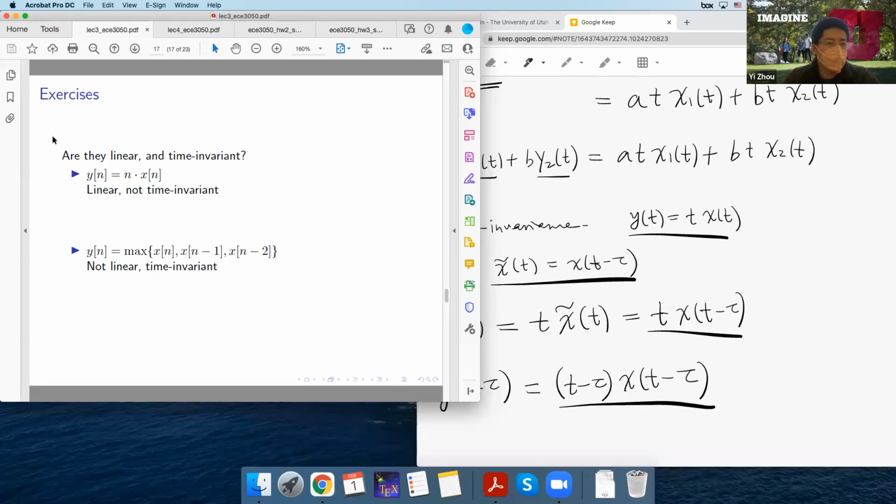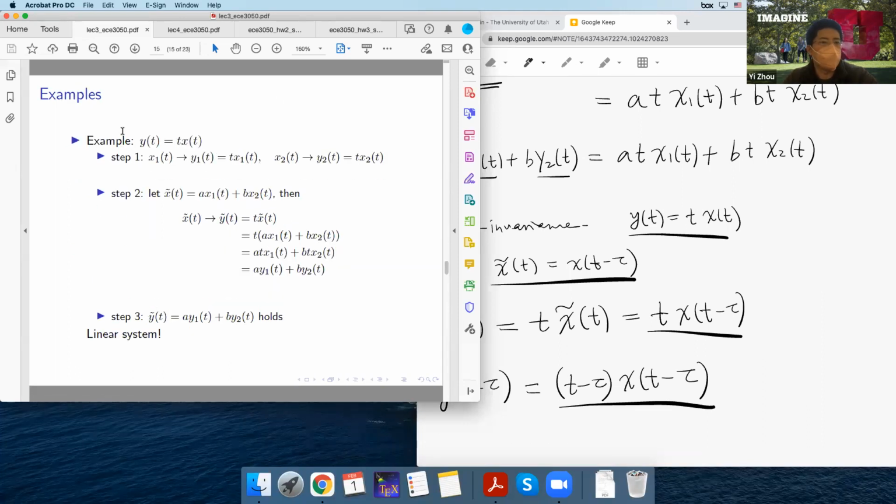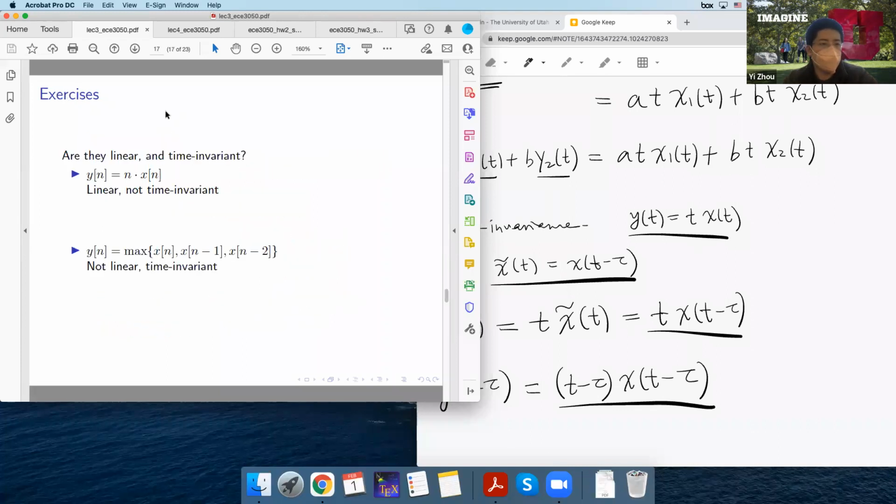Okay, we have one more exercise. And these two are about discrete time systems, but the idea is exactly the same, okay? To verify the time invariance and linearity, because in the definition, it has nothing to do with whether it is continuous time or discrete time. So the first example is exactly the same as this example, except that we are replacing t by a discrete time n. So in this sense, this system should be of the same type as that continuous time system. So it is linear, not time invariant. We just verified this for the continuous time version.